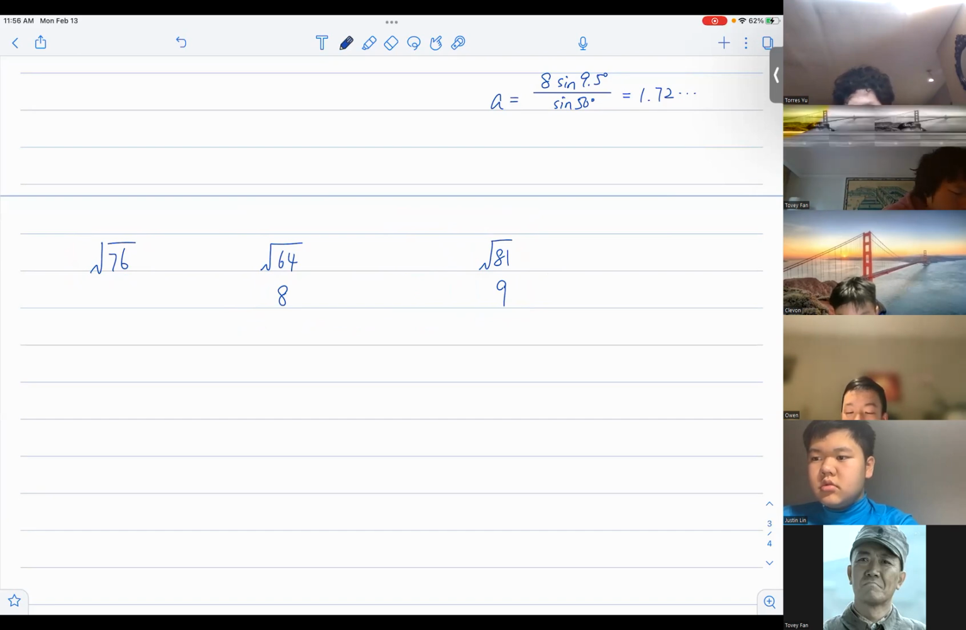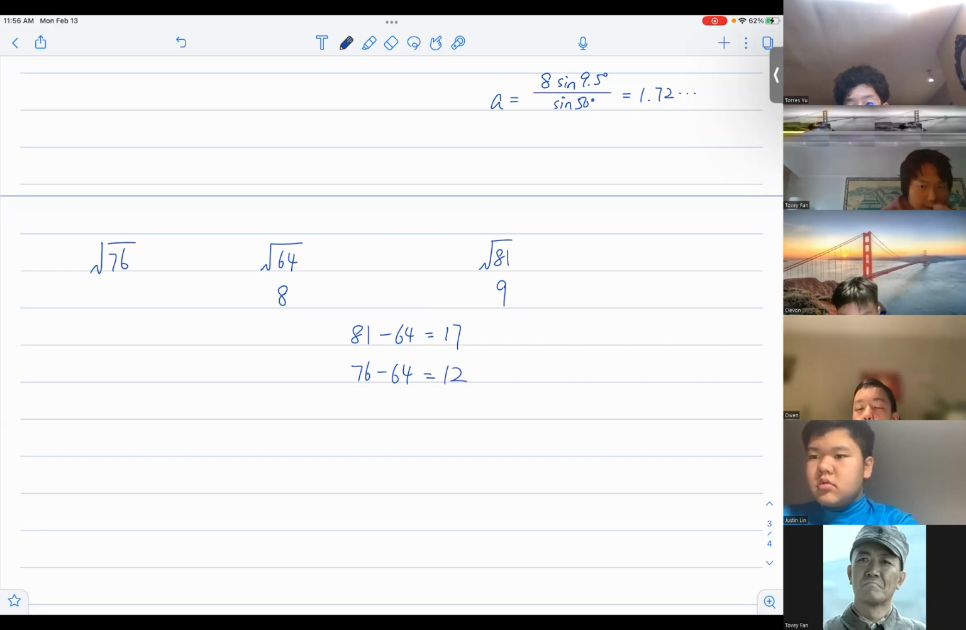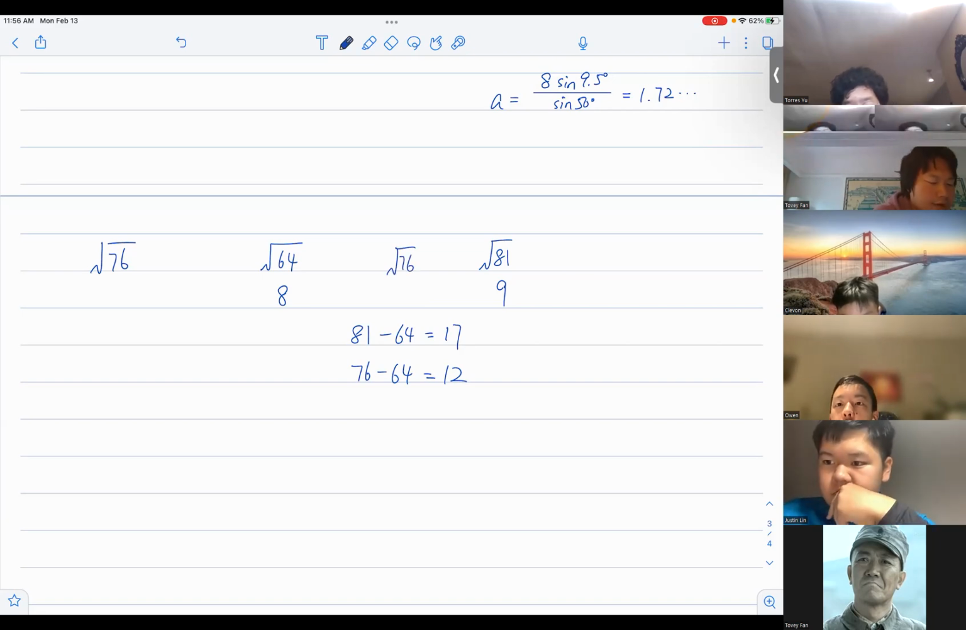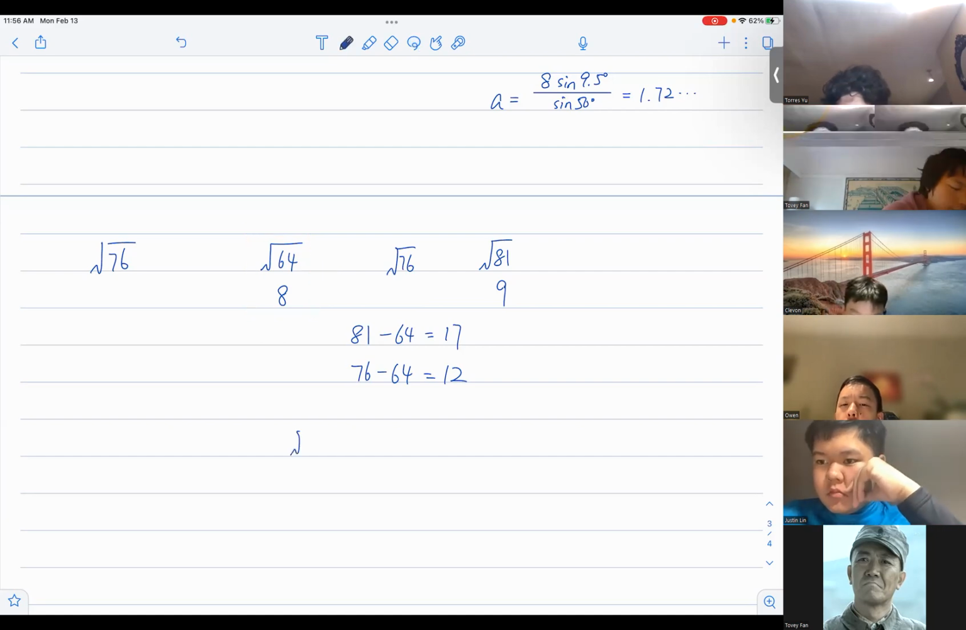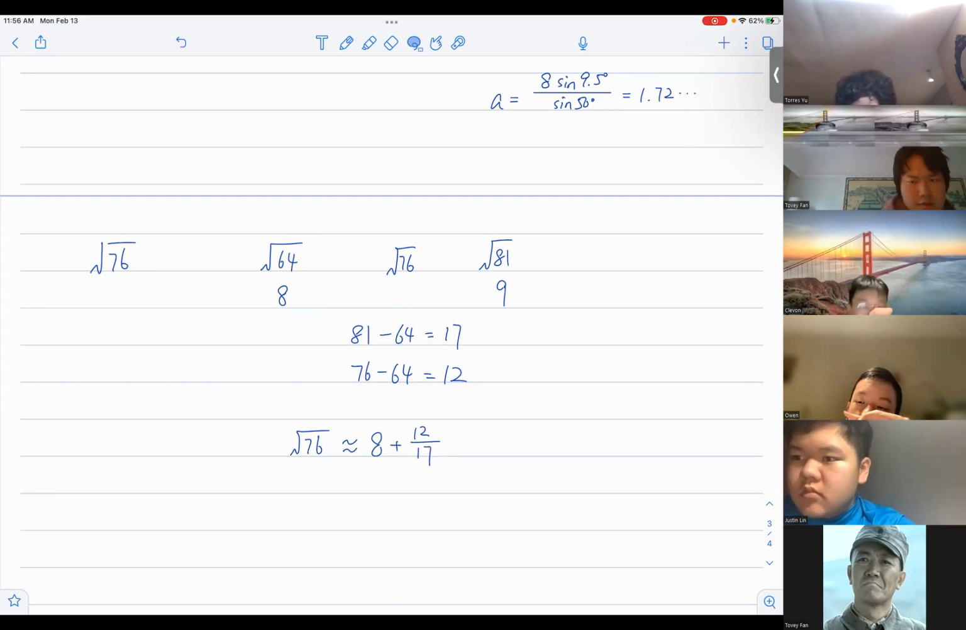So Clavon's method is that you first find the difference between them, 81 minus 64, and that will give you 17. And our current number 76 is 12 from 64, right? So it's sort of like root 76 is somewhat like 12 over 17 away from 64. So we estimate that root 76 is roughly 8 plus 12 over 17. I think that's the method, right? Because in each question, that's what you did.